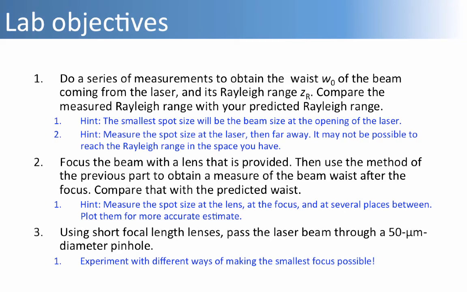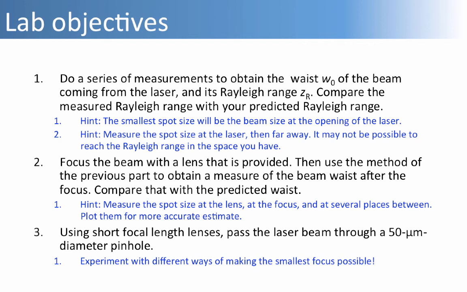So coming back to the lab objectives, your first objective is to do a series of measurements to find the beam waist, W0, and its Rayleigh range, Z sub r. Now, hint: the smallest spot as the beam exits the laser is right at the opening of the laser. So you could measure the spot size very close to the laser and then very far away. However, it may not be possible to find the Rayleigh range in the distance that we have set up on our table. It's a good idea to calculate what the Rayleigh range should be based on that minimum spot size, and then determine if you think you could reach it.